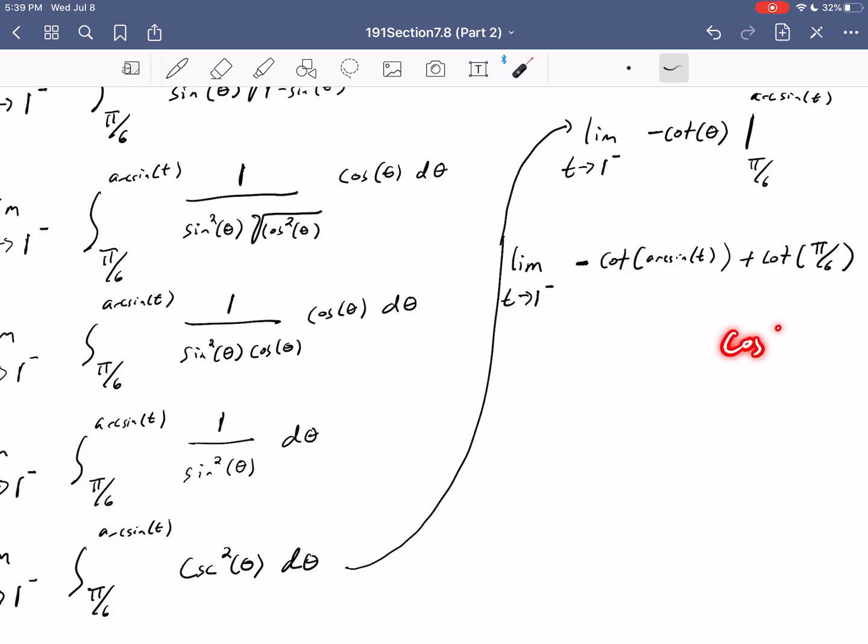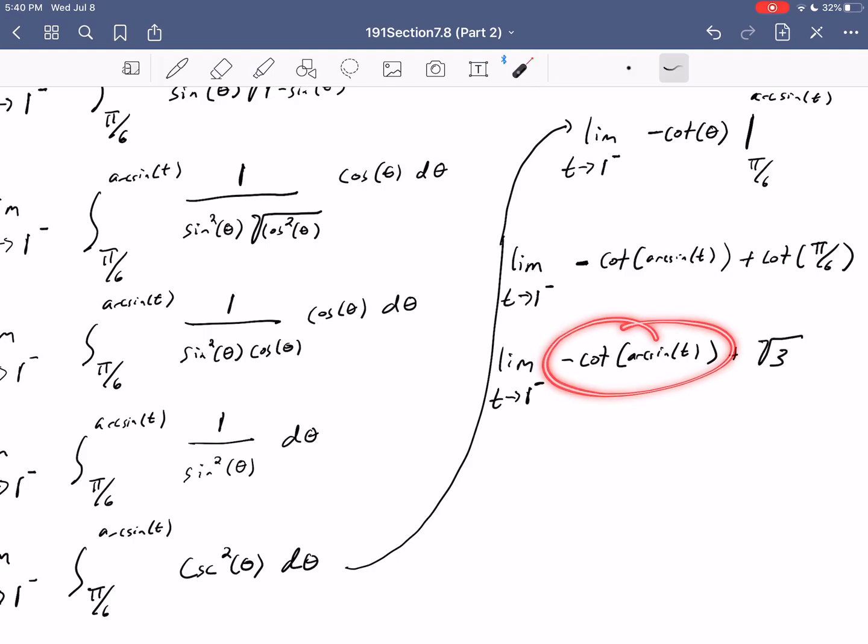So if we want, we can start by thinking about what cotangent of pi over 6 is. That would be cosine of pi over 6 divided by sine of pi over 6, which would be root 3 over 2 divided by 1/2. So this is going to be root 3. So we have the limit as t approaches 1 from the left, negative cotangent of arc sine of t, plus, we said that this is going to be root 3.